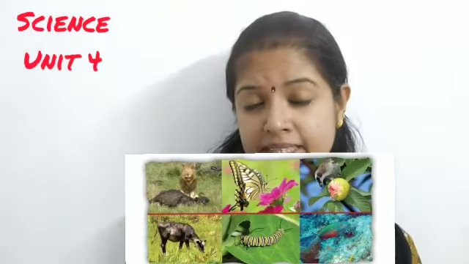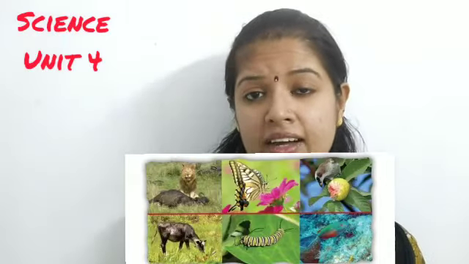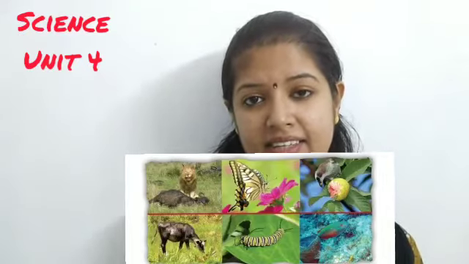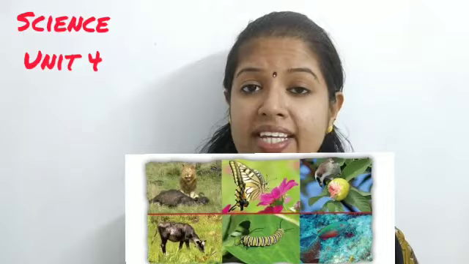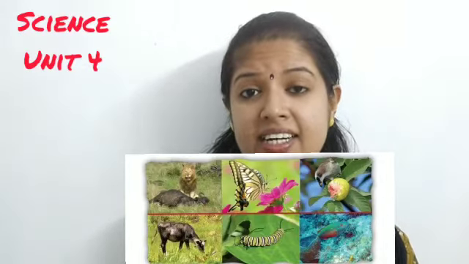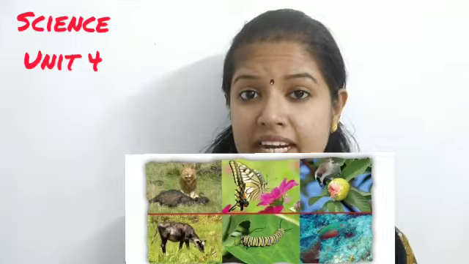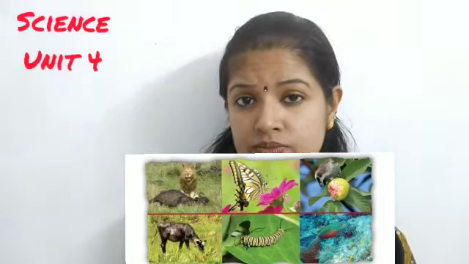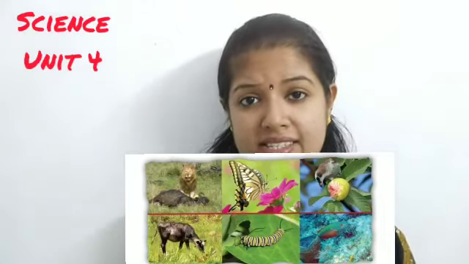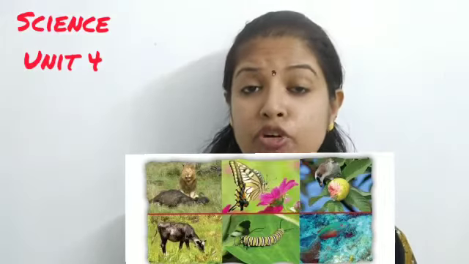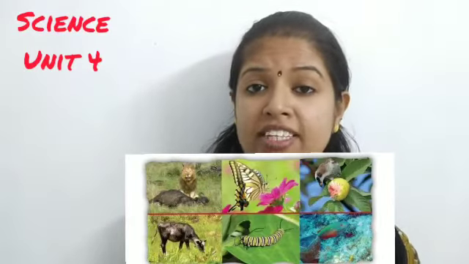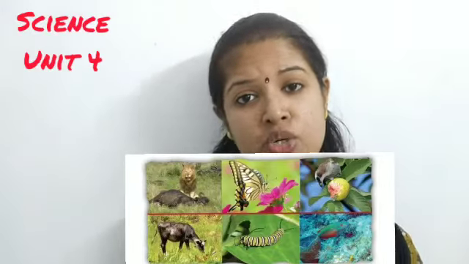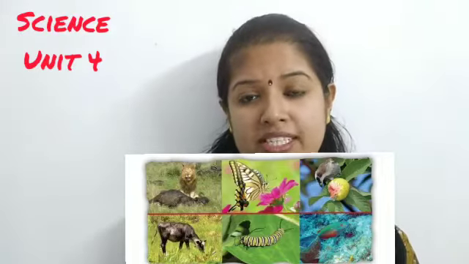If you take the lion, it will first kill the animal, tear the flesh of the animal and then eat. If you take a butterfly, you can see that it sucks the nectar of the flower. Nectar means honey of the flower. Now if you take the cow, it chews the grass, right? If you take human beings, we take the food through our mouth, bite it with our teeth, then chew it and swallow it.